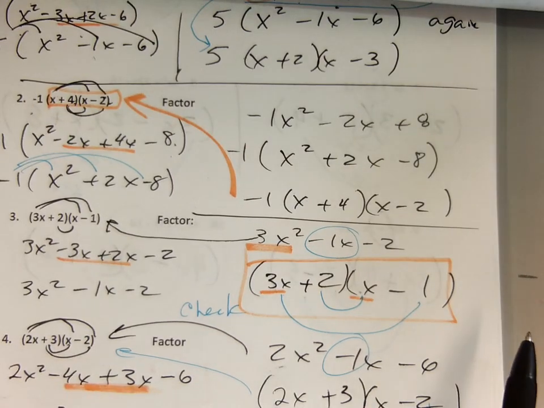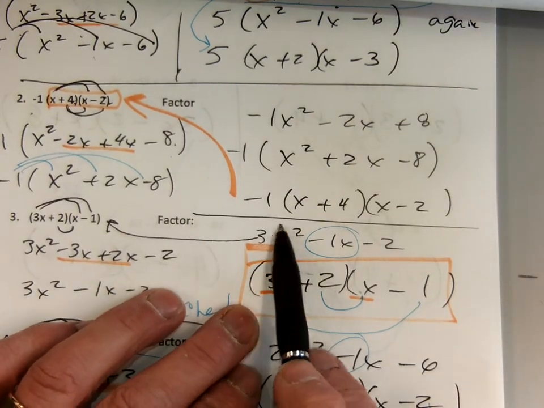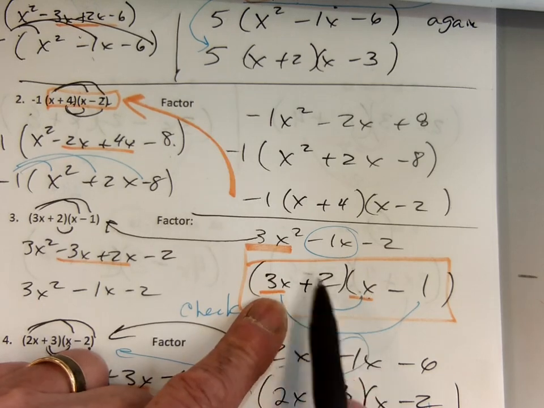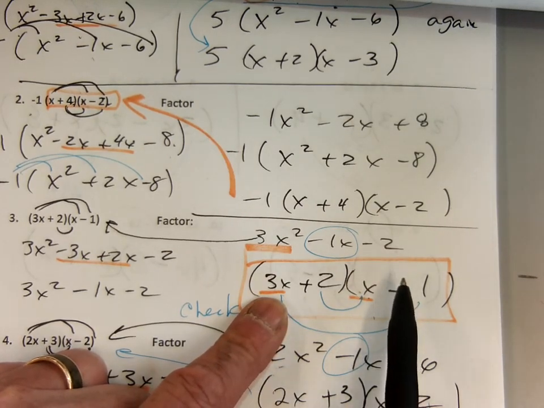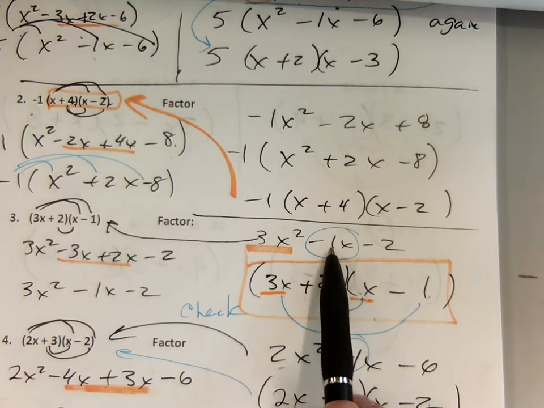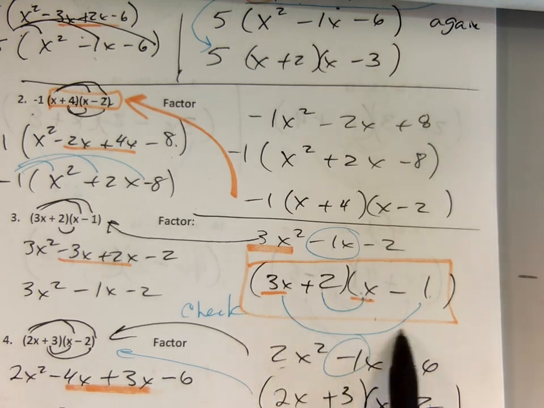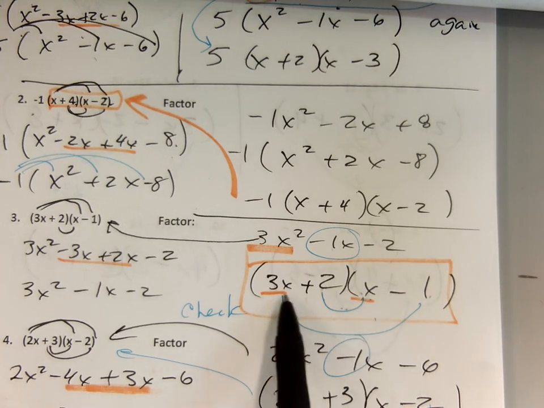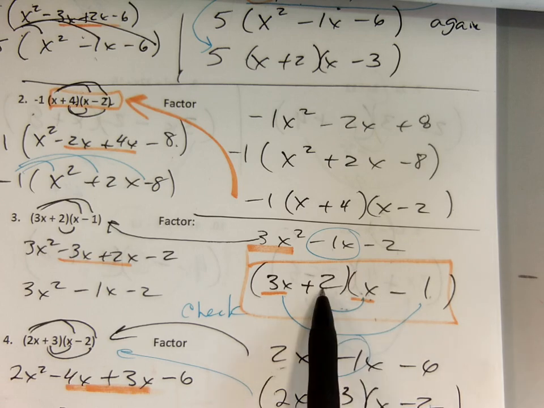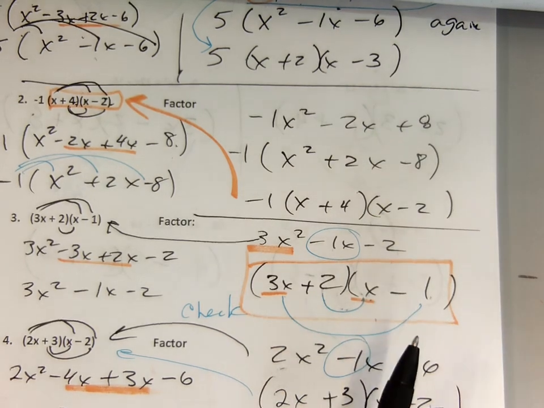So what did I do? Well, I know the only way I'm going to get a 3x squared is a 3x times an x. I know that will make a 3x squared. And the multiples of negative 2 are 2 and 1. I have to make the negative 1, so I do this thing called the double smiley, okay? I check the inside terms and the outside terms. I get a 2x and a negative 3x, which makes a negative 1x, okay?